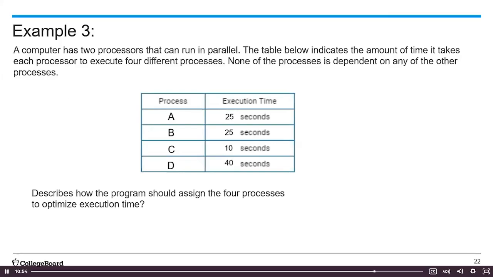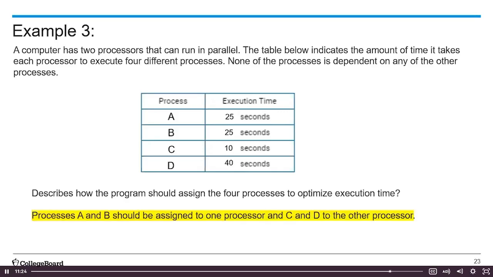So let's look at an example 3 here. In example 3, your computer has two processors that can run in parallel. The table below indicates the amount of time it takes for each processor to execute 4 different processes. Describe how the program should assign the 4 processes to optimize the execution time. So if you can go ahead and put that video on pause, and then we'll catch back up with the correct answer.